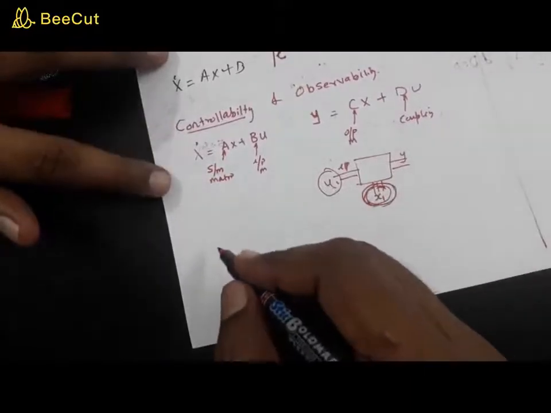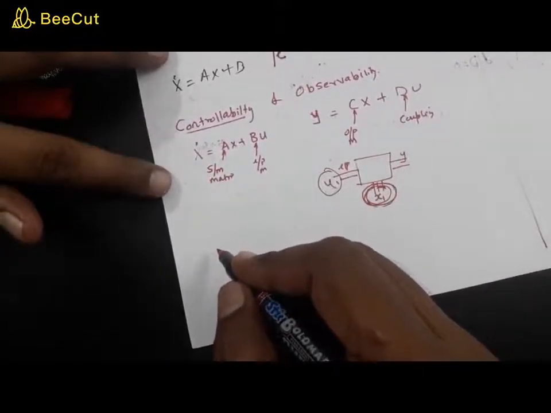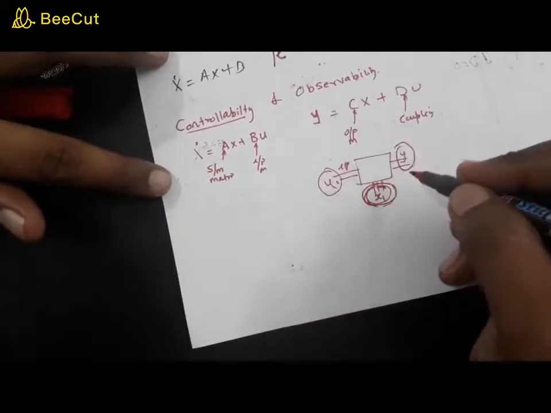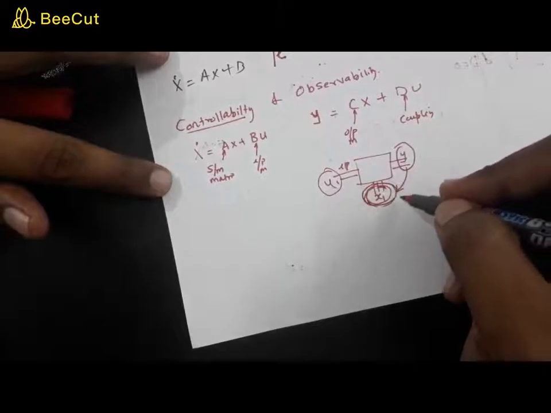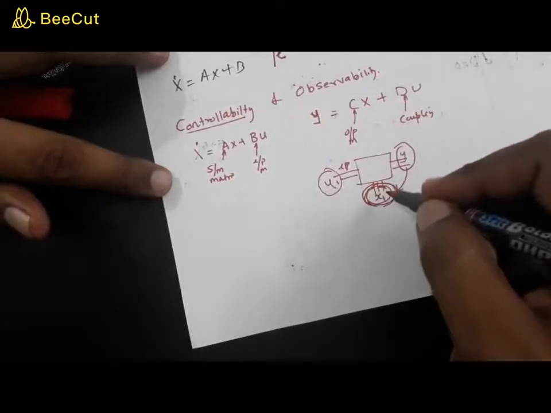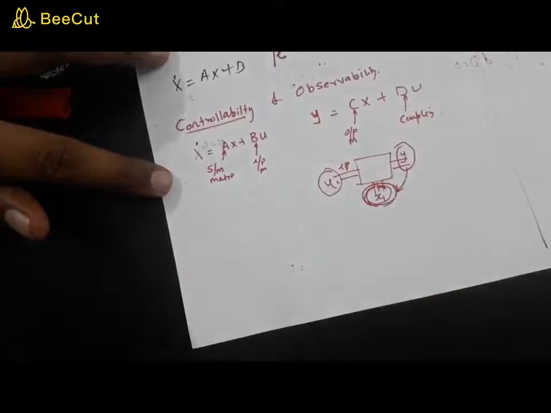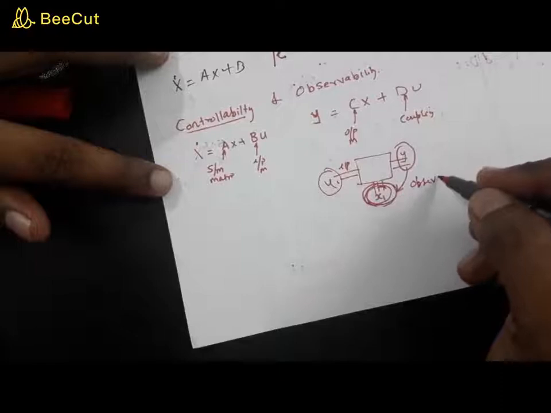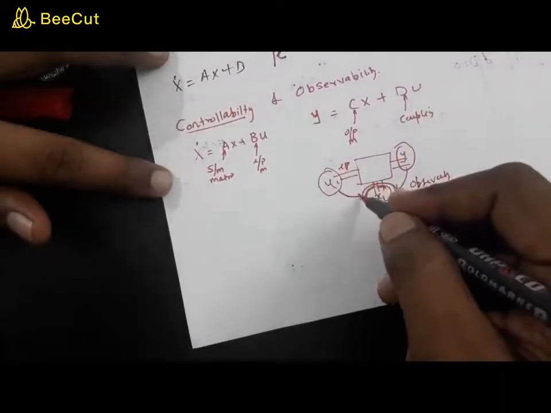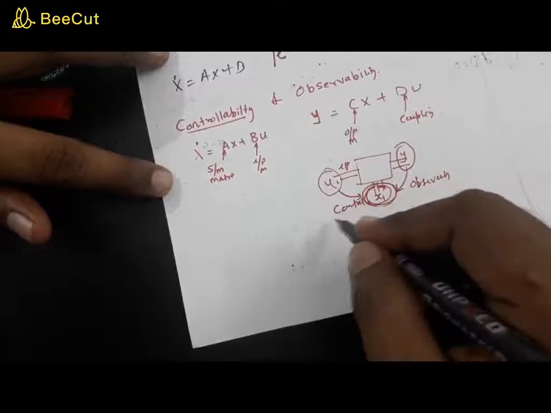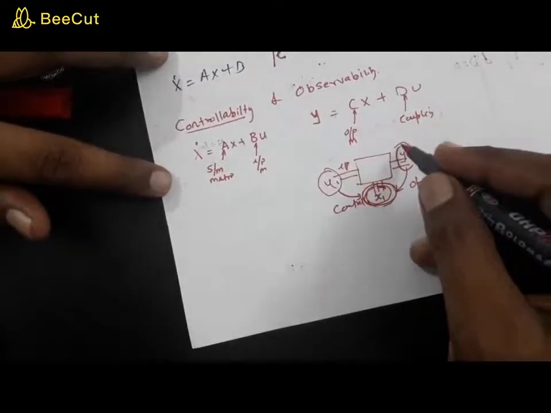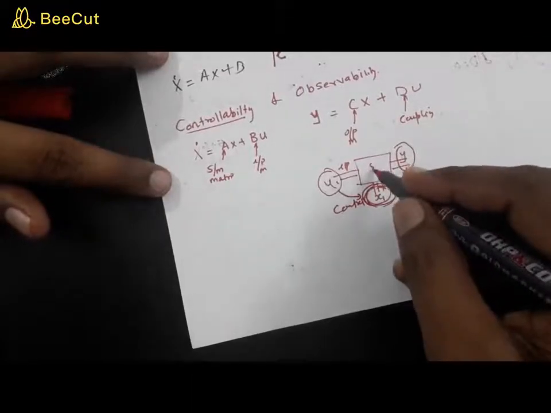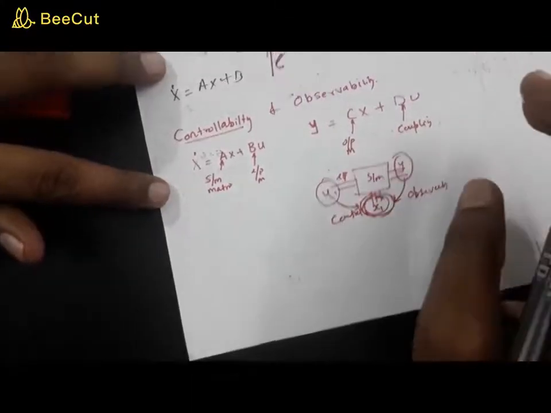Now, on the other hand, you have something called as observability. Observability is, if you know the output, from the output you will be able to assess the internal states of the system, or the initial state of a system. When the output is known, that is called as observable. Using the input you will be able to control the state, then that is called as controllable. If by the knowledge of the output you can assess the initial states of the system, then we call it as observable.